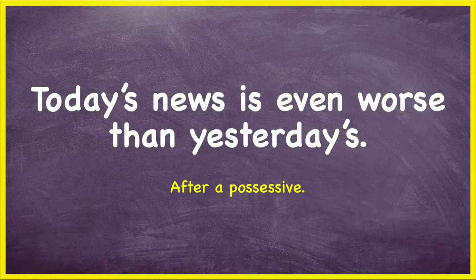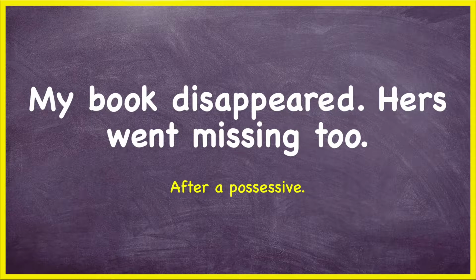All right, the next one, also after a possessive. Today's news is even worse than yesterday's. So this apostrophe S tells us that it's a possessive because we're talking about news again, right? Today's news is even worse than yesterday's news. But we don't need to repeat the noun news again. It's unnecessary. We know we're talking about news, right?